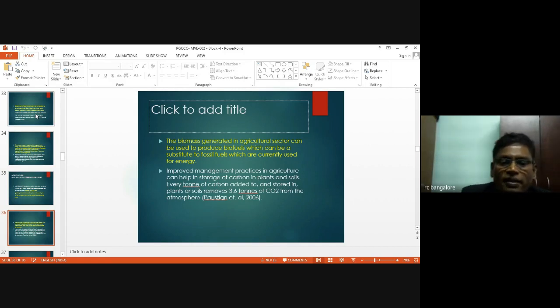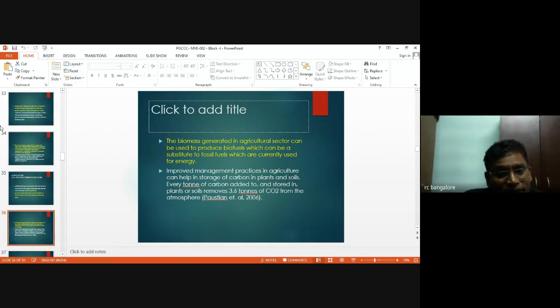So biomass generated in the agriculture sector can be used to produce biofuel, which can be used as a substitute for fossil fuel, which is currently used for energy. See, fossil fuel, what we are using, that is petrol and diesel, burning in vehicles contributes to environmental pollution, right? But the same biomass generated in the agriculture sector can be used to produce biofuel, as a substitute for fossil fuels.